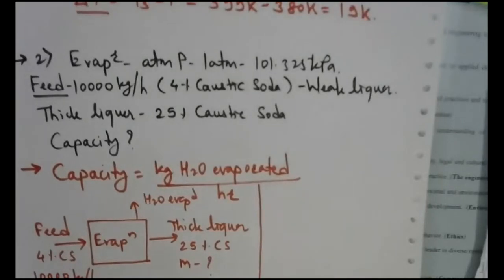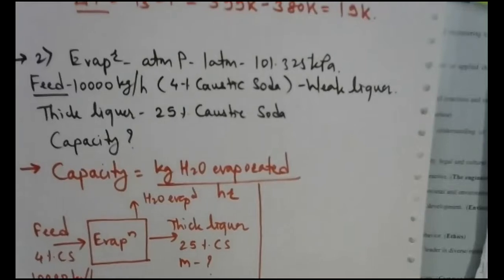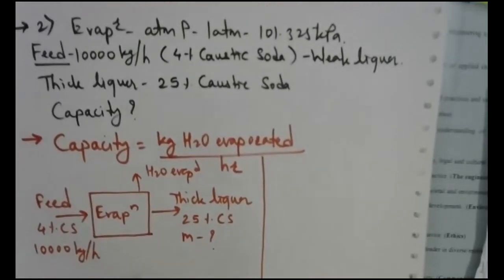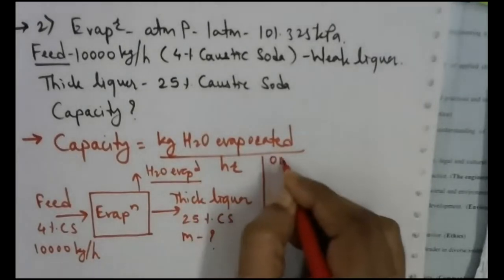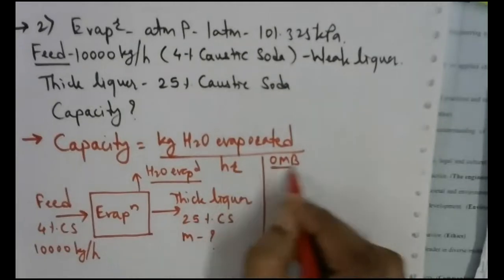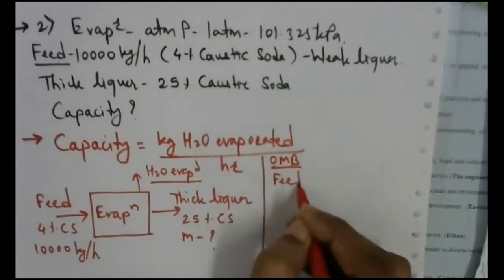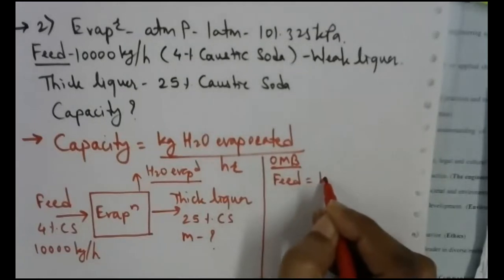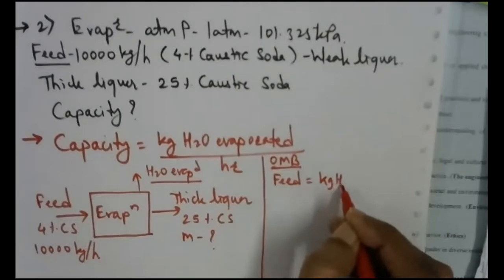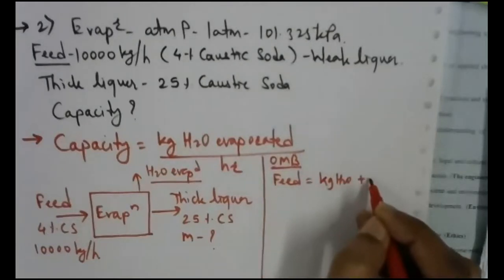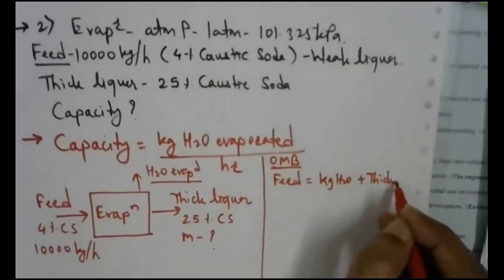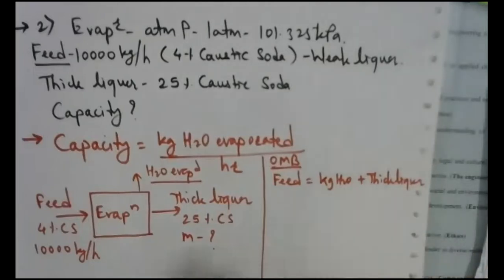Then and then only, with the help of the overall material balance, we can calculate this water evaporated, right? Because in the overall material balance of this evaporator, feed equals kg of water evaporated plus thick liquor, right?